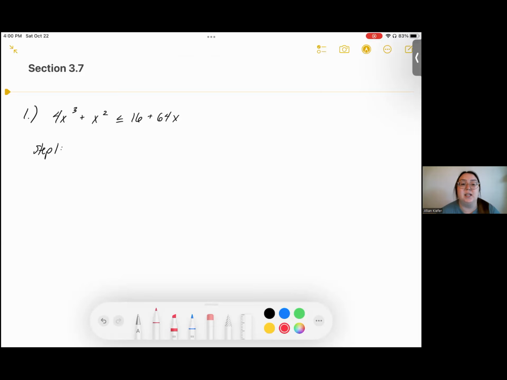I'm going to bring all of my terms to the left-hand side, meaning that I'm going to grab these terms and bring them over here to the left. So in order to do that, I'll be subtracting 16 from both sides and 64x from both sides. So we see our terms cancel on the right-hand side there. And since they all cancel, that means that effectively we have 0. We got rid of the 16, we got rid of the 64x. So it would just be 0. And then we can write out our new inequality.